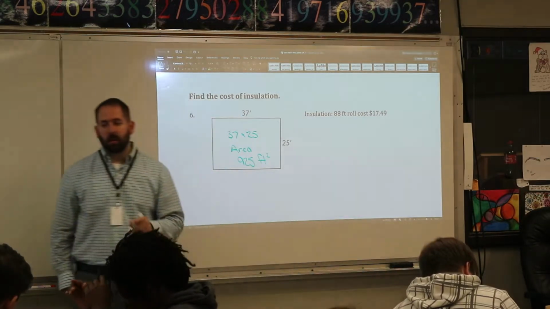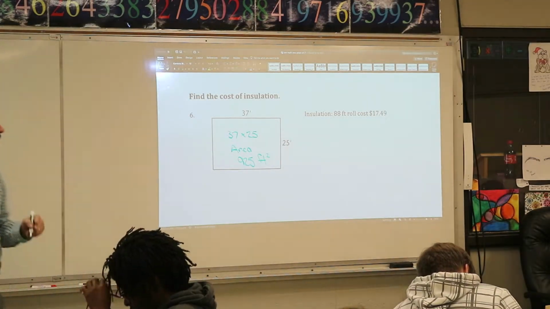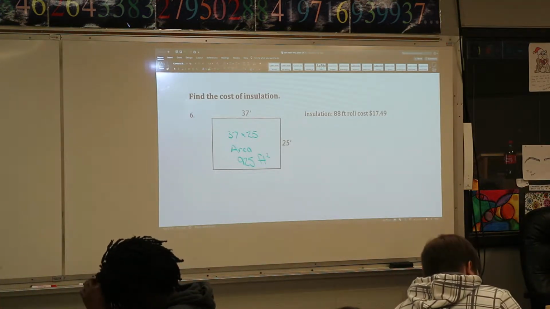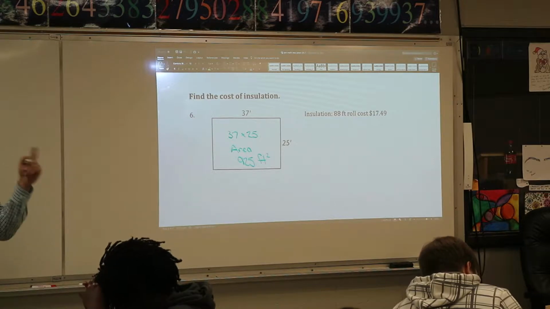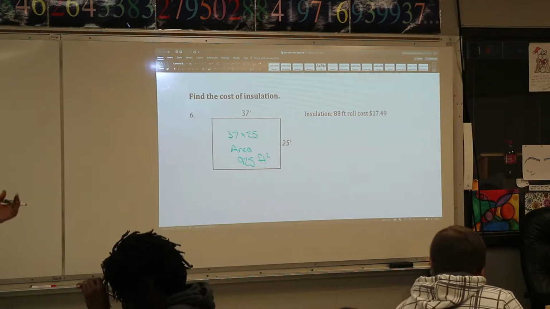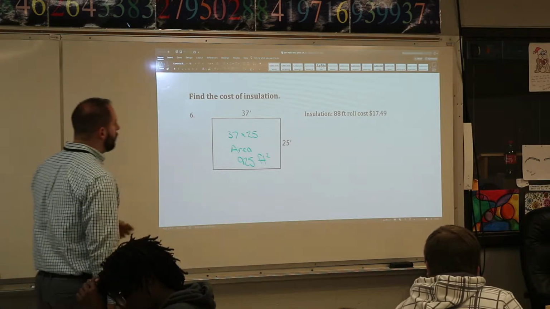Okay, so you have to find the square footage of the floor. Do we have to label it like feet squared? Yes, I do expect labels. So area is always something squared, perimeter or fence is always just the label feet, you know, whatever it is. Okay, so we found area.